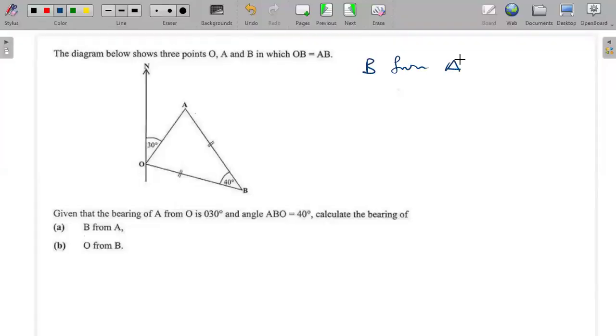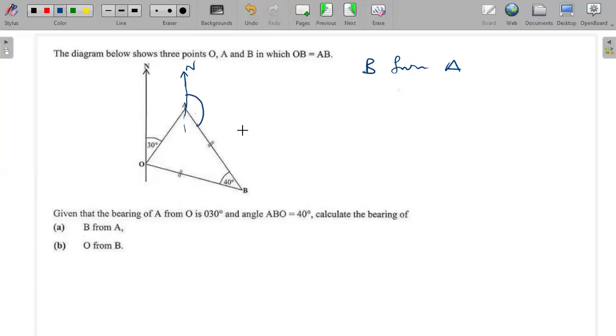So we're calculating the bearing of B from A. So we have to go to A. Where is A? A is here, like that. So I draw my north here, like that. There is my north. Then I have to go from the north of A until I touch the line B there. What is the angle which I'm looking for there?